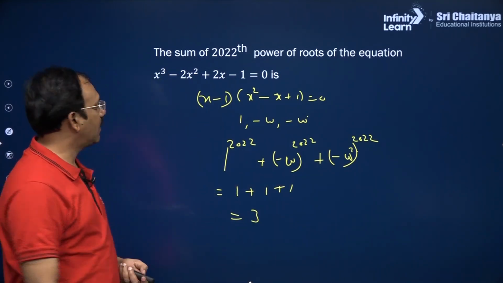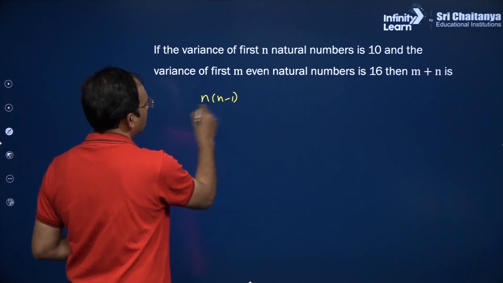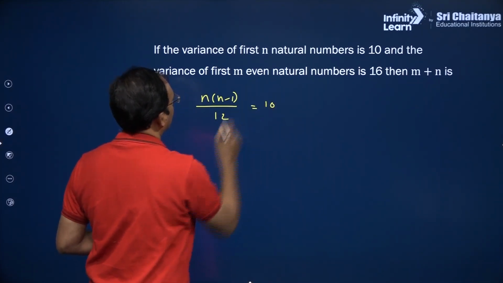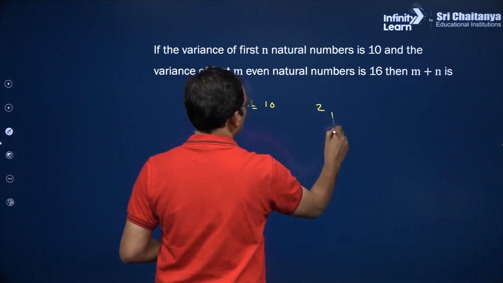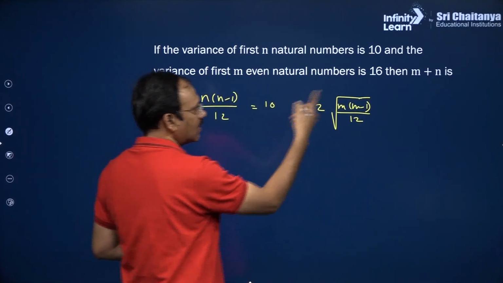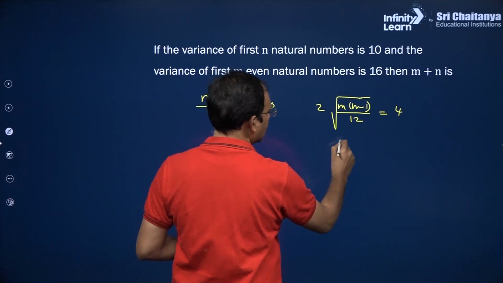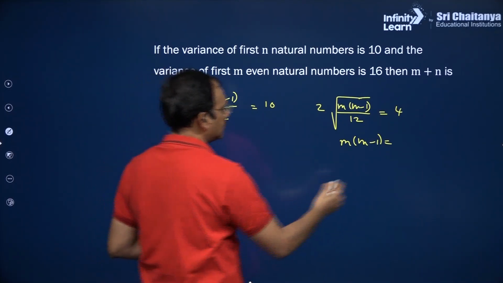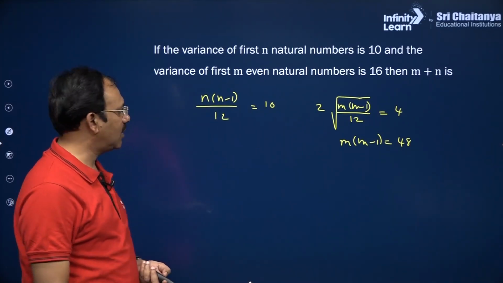Okay. Next, my dear friends, the variance of the first n natural numbers is n into (n minus 1) by 12, and the square root of it is the standard deviation. So, this is the variance which is going to be 10, and for the first m even natural numbers, with common difference 2, 2 into the root of m into (m minus 1) by 12 is the standard deviation, my dear friends. So, 16 means he has given 4, standard deviation 4. You just square, my dear friends, 4 and 3 get cancelled, m into (m minus 1) is going to be 16 into 3, 48. If you square both sides, it will be 16, here it will be 3, 48.